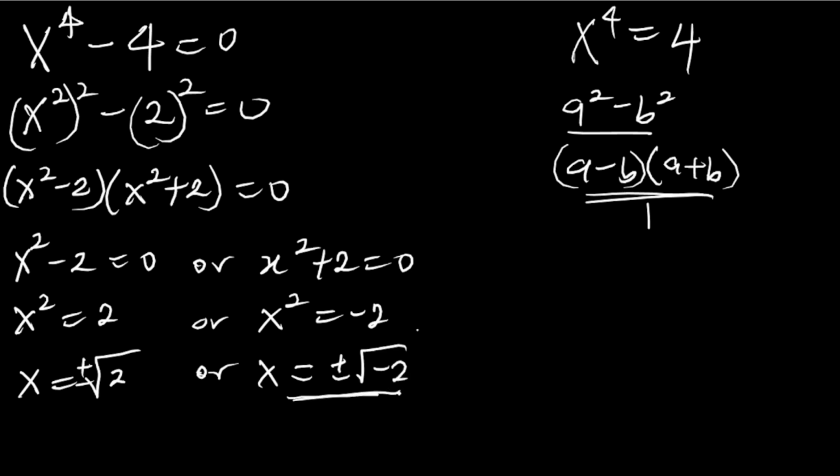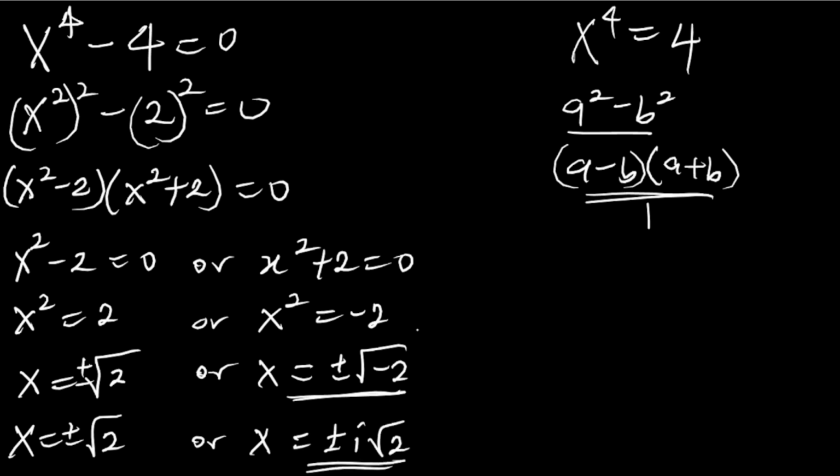How can we do this? What do we do? This is x equal to plus or minus square root of 2, or x equal to plus or minus i square root of 2. So this is the final answer to this question.